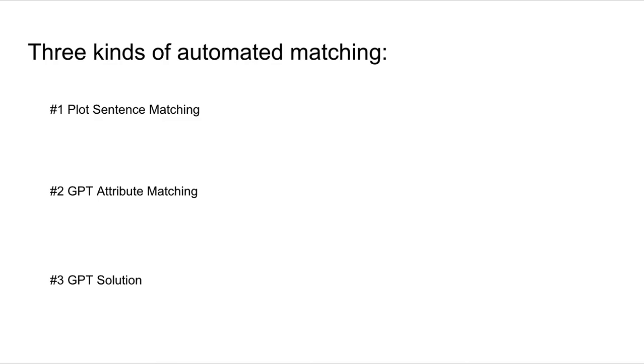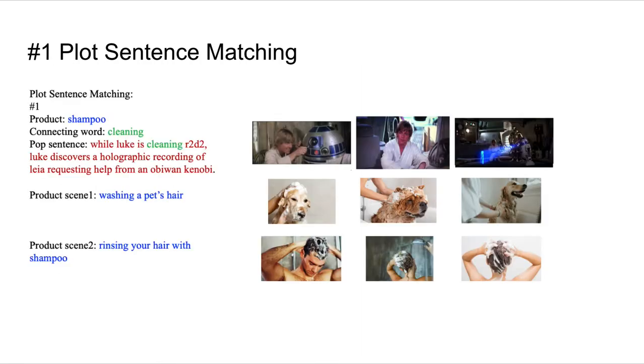In PopBlends, there are three kinds of automated matching: plot sentence matching, GPT Attribute Matching, and GPT Solution Matching. Plot sentence matching finds connections using traditional NLP. The system searches over all plot summary sentences to find ones that have the highest semantic similarity to the product word. Here, a Star Wars sentence that matches shampoo to something about Luke cleaning R2-D2. Then, within the plot summary sentence, it finds which individual word has the highest semantic similarity to the product word. Here, that's cleaning.